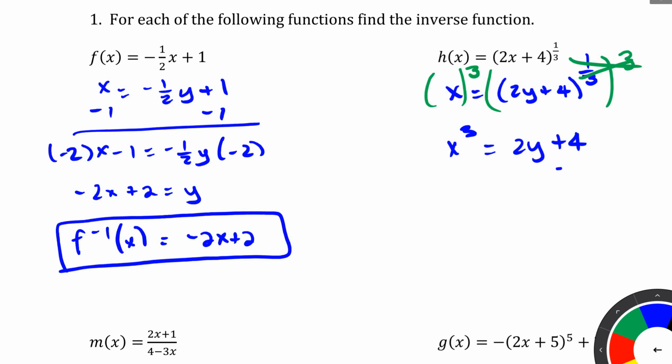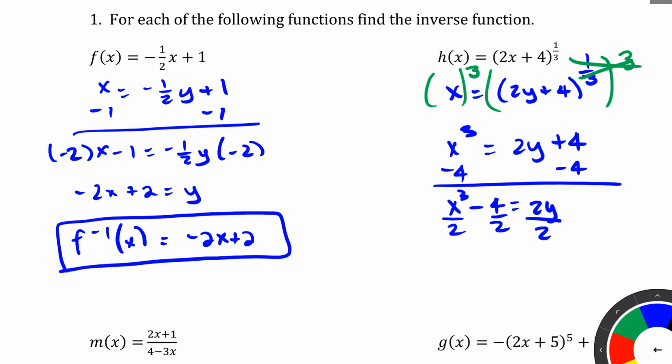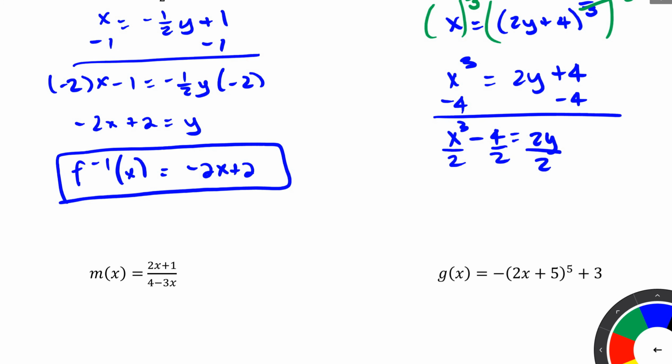If I subtract 4 from both sides, I'm going to get x cubed minus 4 equals 2y. Now we have to get y by itself still, so I'm going to divide everything by 2. Now, remember, when you divide everything by 2, you can separate it all out, because sometimes one term can be divided by 2 and the other one's not divisible by 2. That happens in this case. So dividing everything by 2 is going to be important.